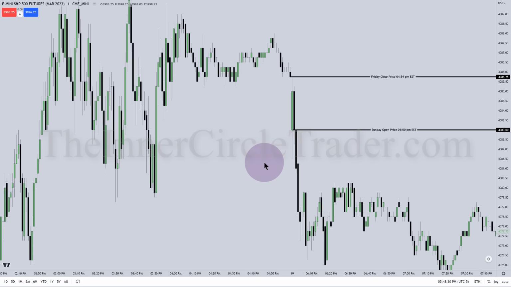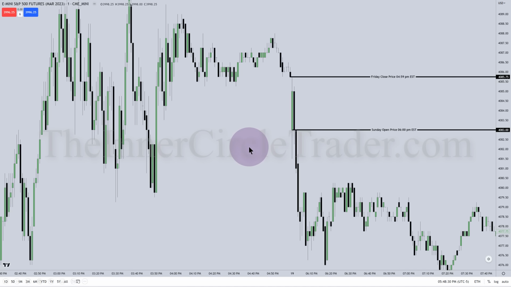So now with those 2 levels annotated, I like to use a ray. It's kind of like a short trend line that anchors to one specific price point and just projects to the right. This is annotating Friday close price at 4:59 p.m. Eastern Standard Time. That's the East Coast time of the U.S. The opening price here on Sunday at 6 p.m. Eastern Standard Time. So there's our 2 reference points, and that is the basic new week opening gap.